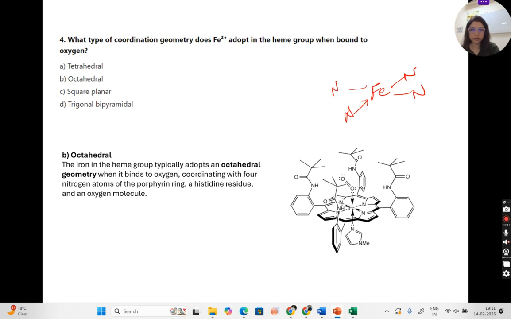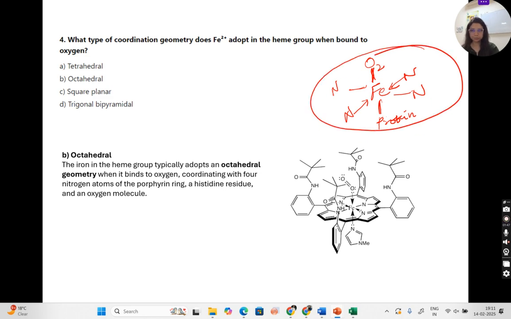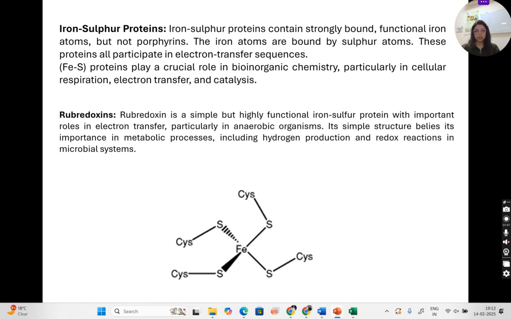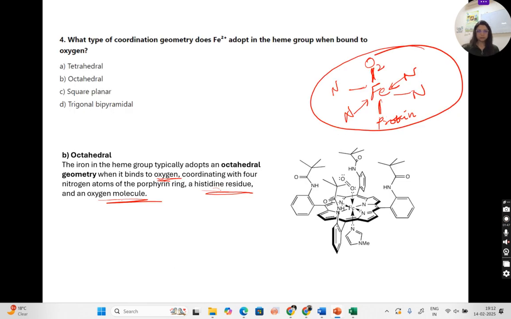Four nitrogens coordinate to it, and it has 2 remaining sides. One is this and one is this. From one side it will bind to the oxygen molecule, and from the other side it will bind to a different protein. So yes, it has a geometry of octahedral. It binds to oxygen, coordinating with 4 nitrogen, a histidine residue, and an oxygen molecule. So this has a geometry of octahedral. So this is about the hemes and the porphyrins.